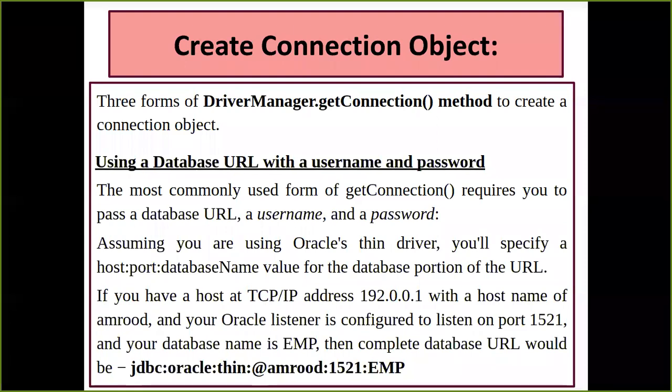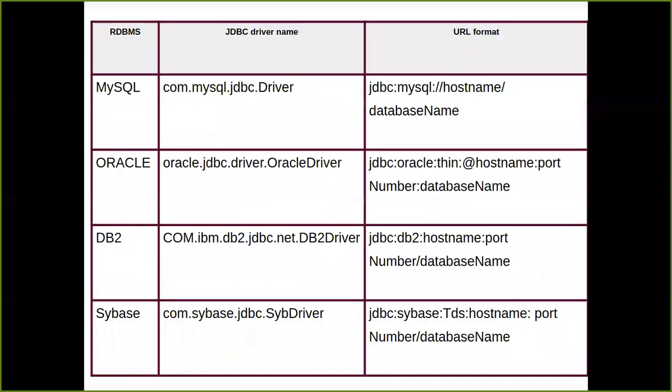Okay, now in this example, I am assuming that I am using Oracle as my database, and that Oracle database is running on a host name called AMRoot. It is also listening on port 1521. So how are we going to write it? If you see the syntax, first of all, it is jdbc:oracle:thin:@.